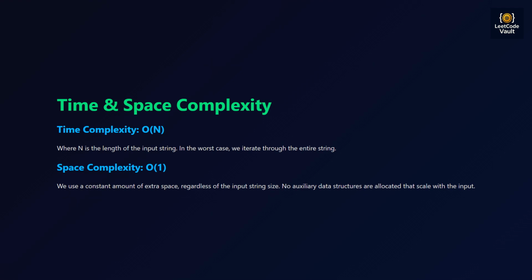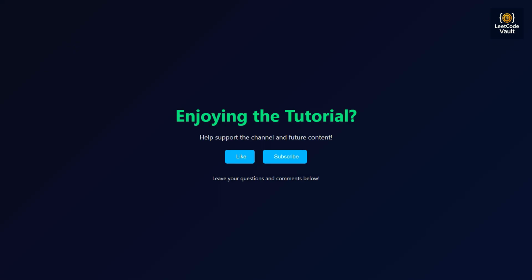Time and space complexity. Now, let's analyze the time and space complexity of our optimized solution. The time complexity is O(n), where n is the length of the input string because in the worst case we iterate through the entire string. The space complexity is O(1), as we're only using a constant amount of extra space regardless of the input size.